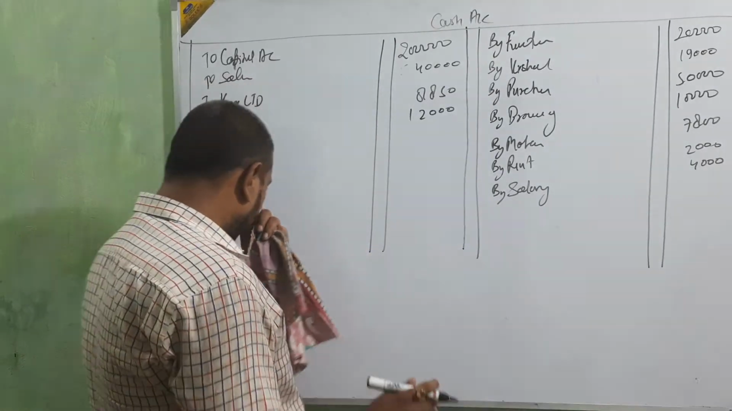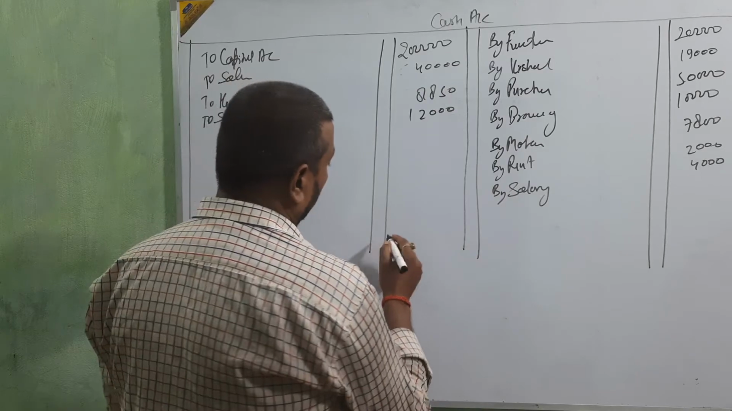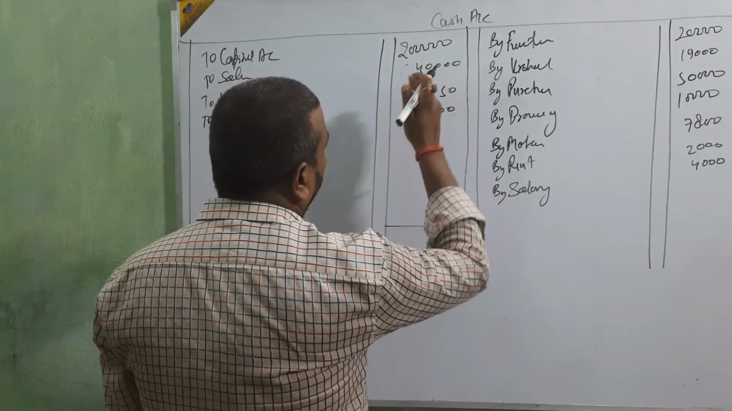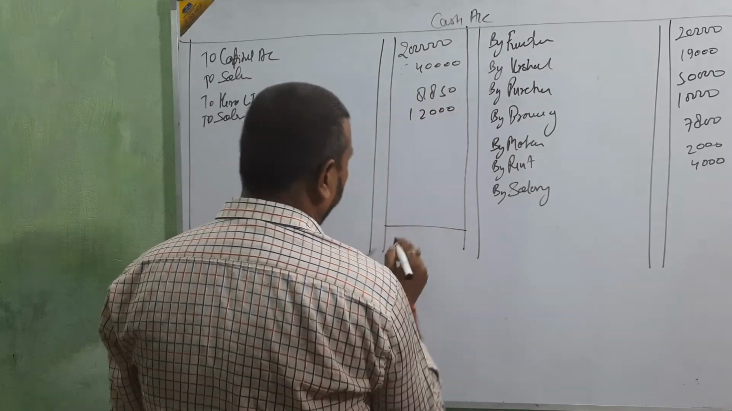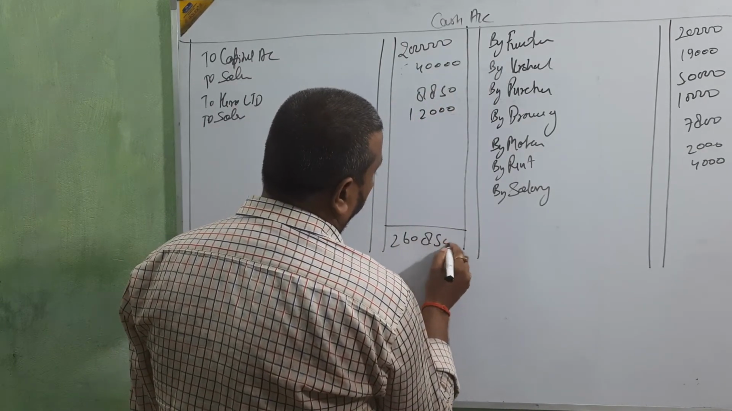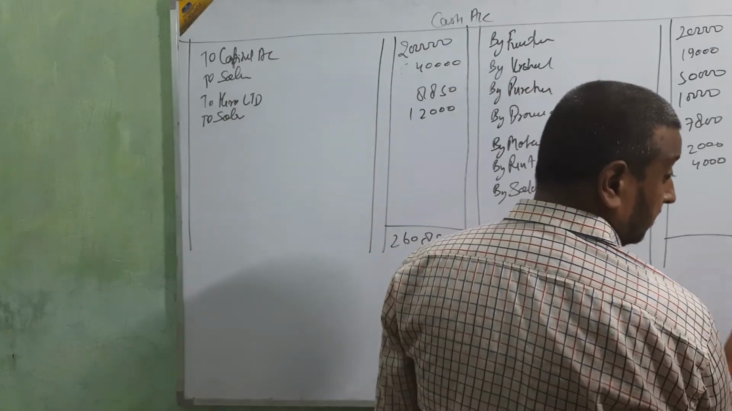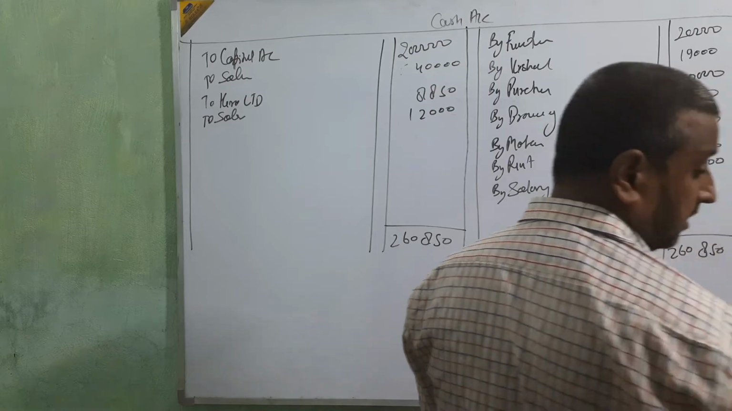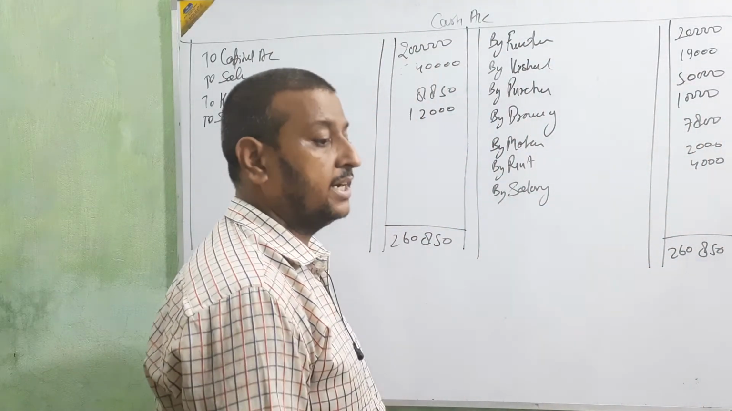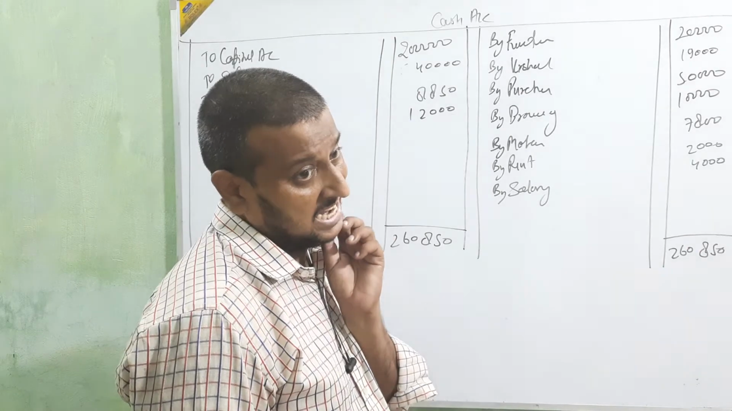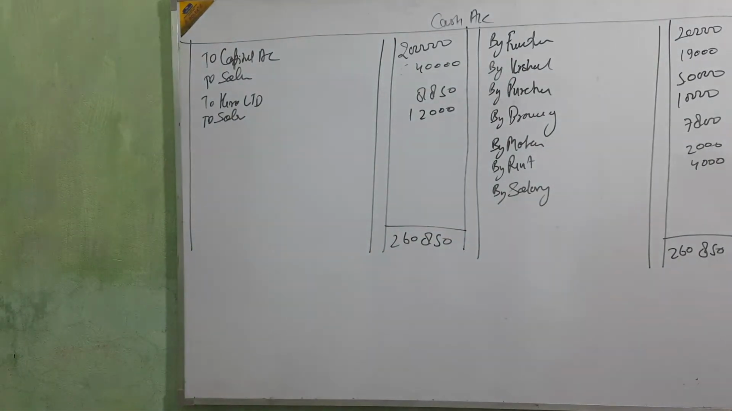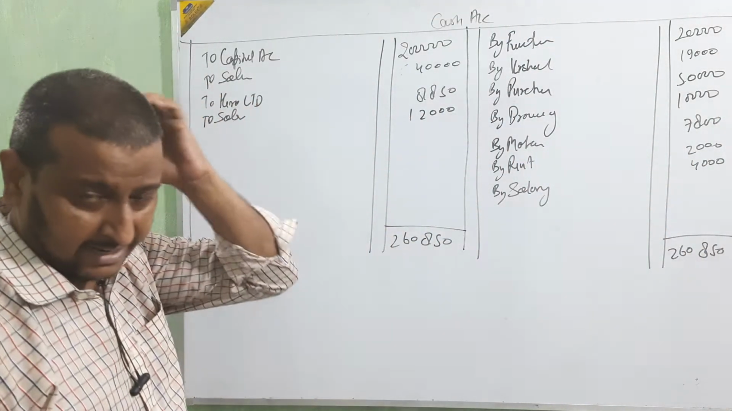Clear? After this, just take the balance of whichever side is more. I think this side is more because 2 lakh is there. 2,40,000, 2,50,000, 2,60,000, 2,60,850. Okay, clear? In the book that totaling system is not given, but I will explain, don't worry.